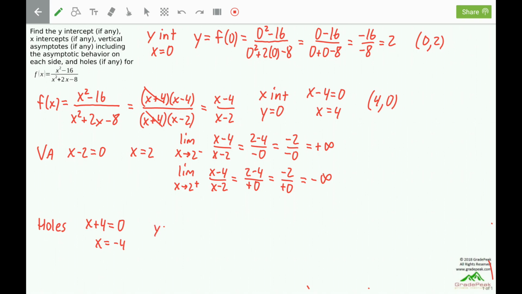The corresponding y-coordinate can be found by plugging that x-coordinate back into the function using the fully factored canceled version. X minus 4 divided by x minus 2, which will give negative 4 minus 4 divided by negative 4 minus 2. Negative 4 minus 4 is a negative 8. Negative 4 minus 2 is a negative 6. The negatives can cancel, and 8 and 6 can reduce by 2 to become 4 over 3. So the x-coordinate was a negative 4. The y-coordinate was a 4/3. And there is where a hole in the graph will be found.